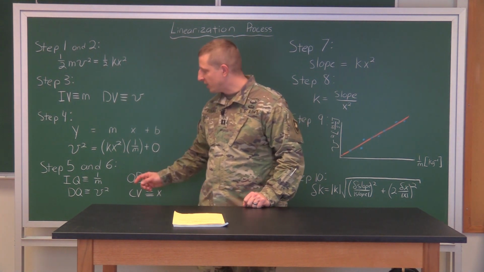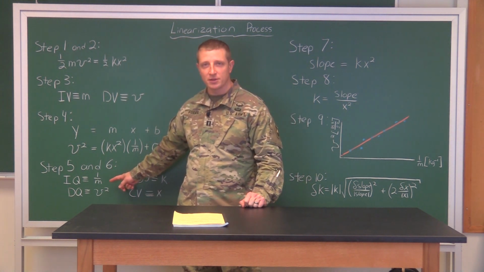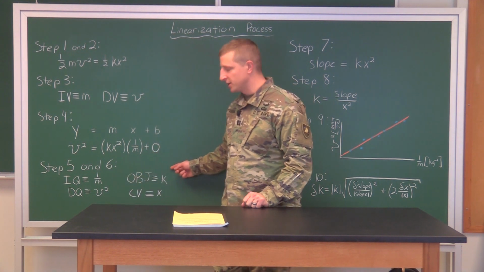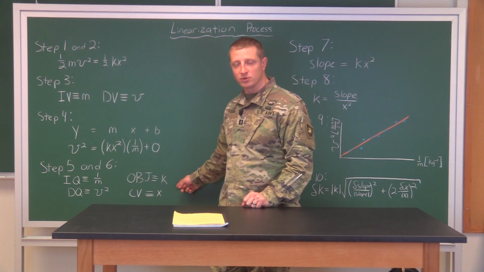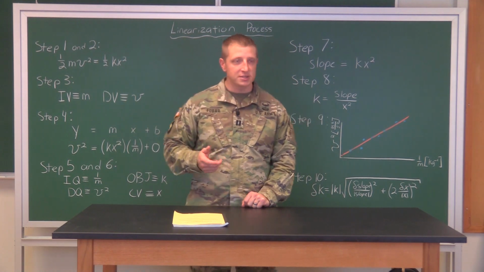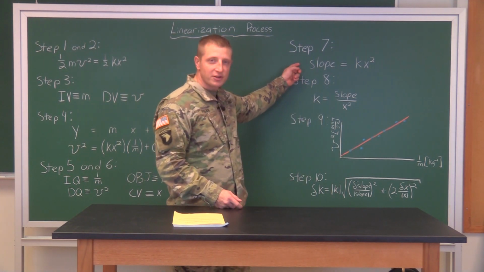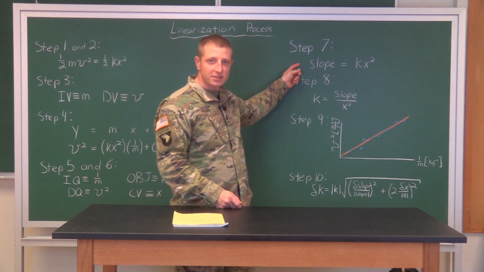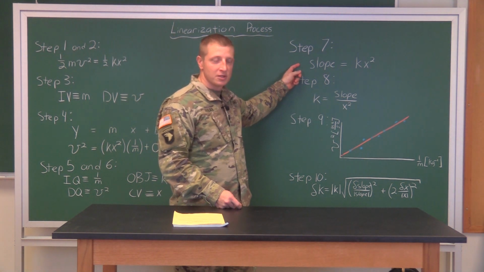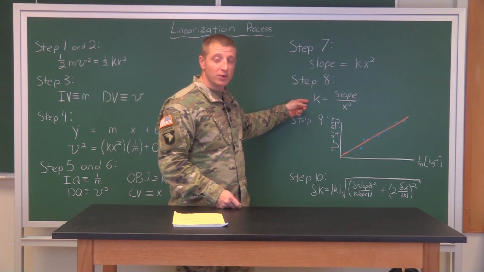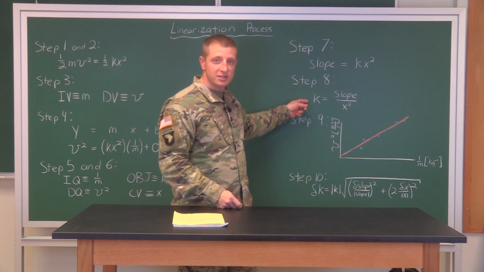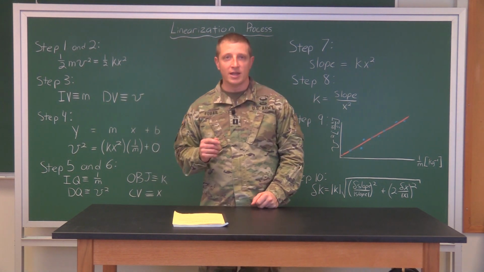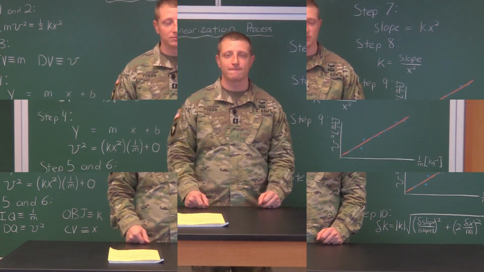Next, you're going to identify your independent quantity, your dependent quantity, the objective, and your control variables. Next, you're going to write an expression for your slope in terms of the objective and control variables. Next, you'll rearrange that equation so that you have the objective isolated on the left-hand side of the equation. Now you are ready to conduct your experiment.